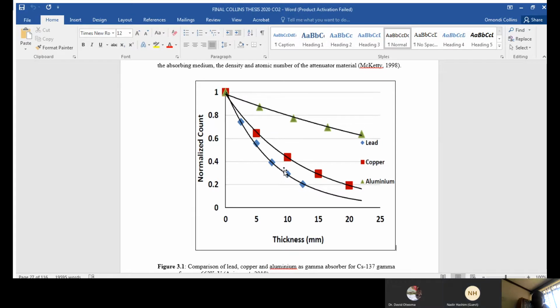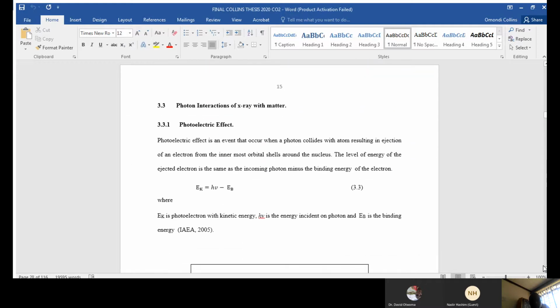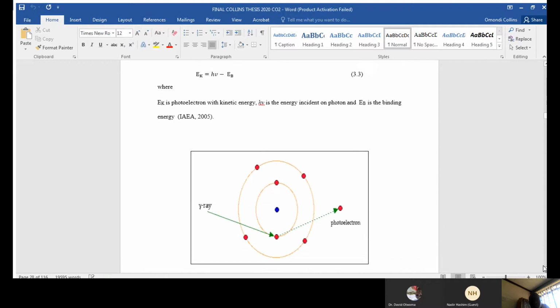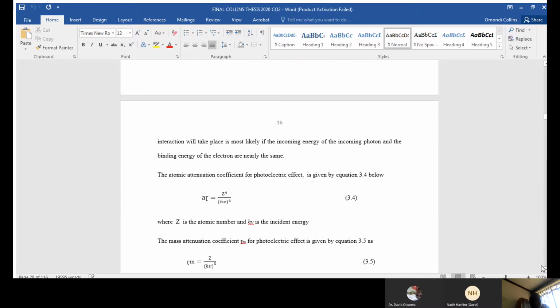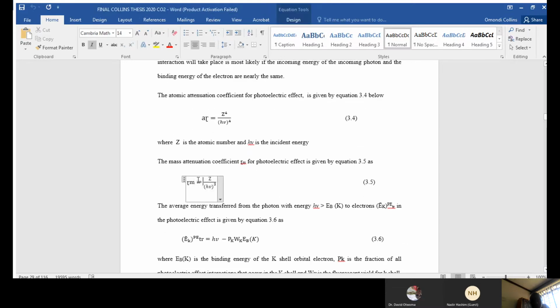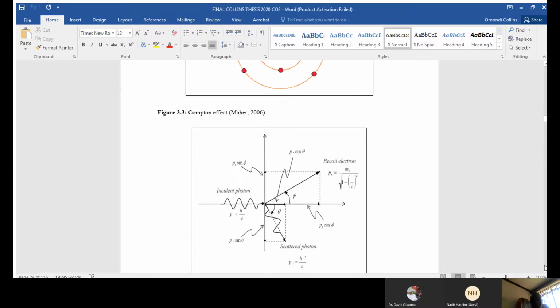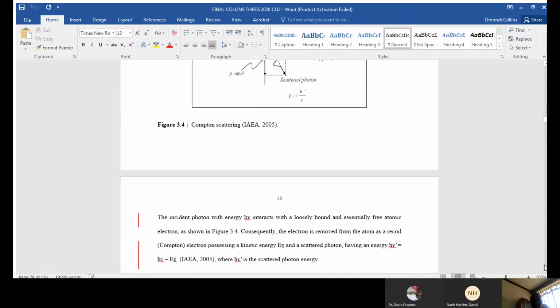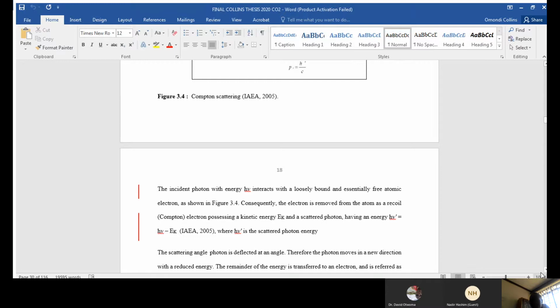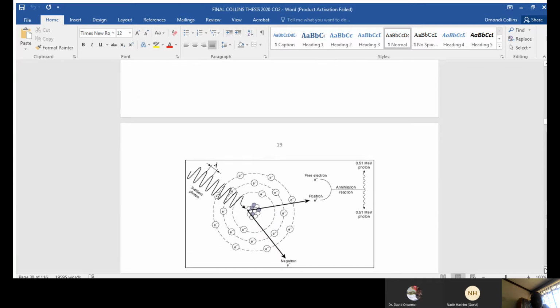The symbols. Then for the photoelectric effect, this is a theoretical part. We have this diagram. Then some more equations. There are quite a number. Then the Compton effect. This is from the IAEA 205. Then the pair production.